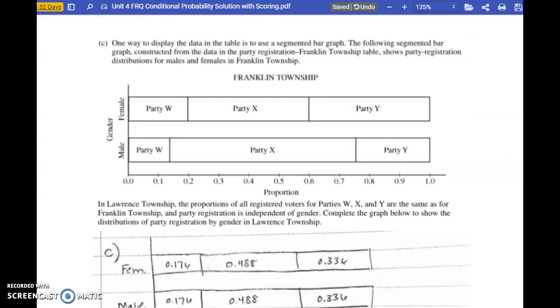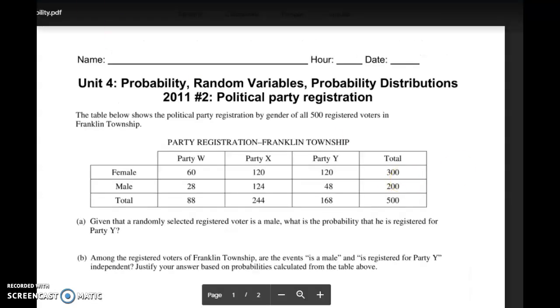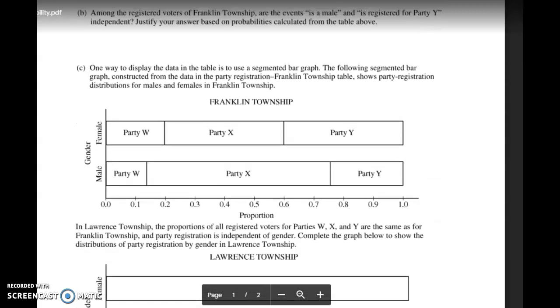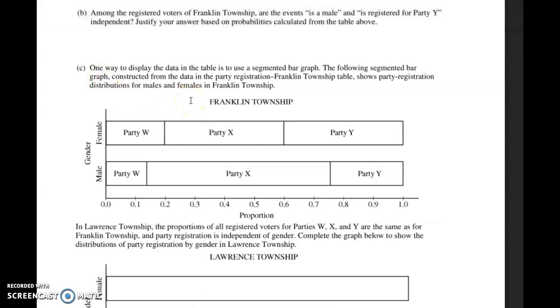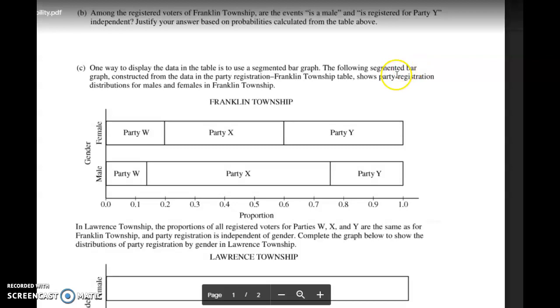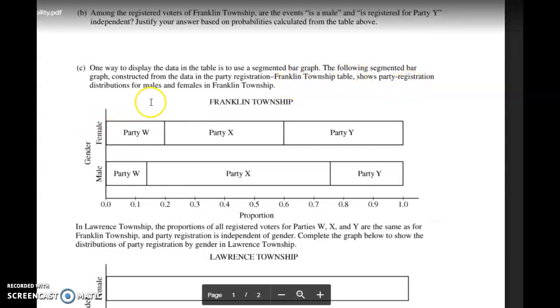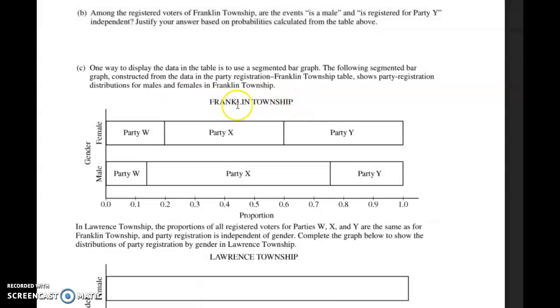Part C, I'm going to go back to the actual problem. Part C was very tricky, especially in the wording. So it says one way to display the data in the table is to use a segmented bar graph. We've made tons of these. The following segmented bar graph constructed from data and party registration of the Franklin Township table shows party registration distributions for males and females in Franklin Township.